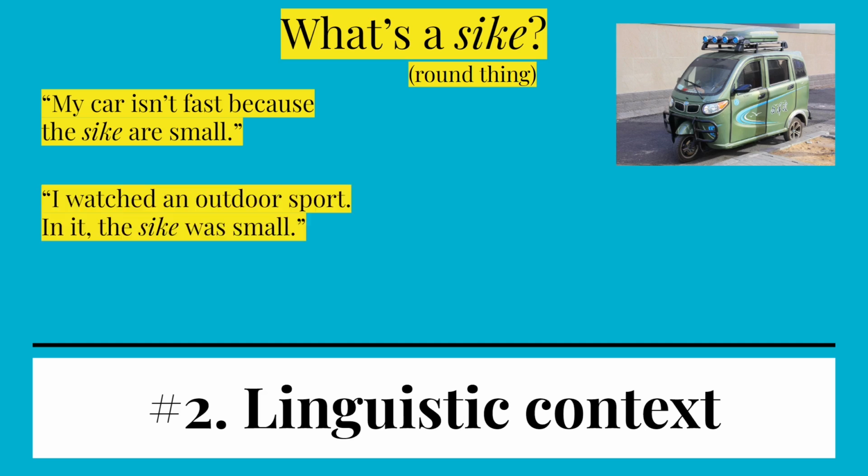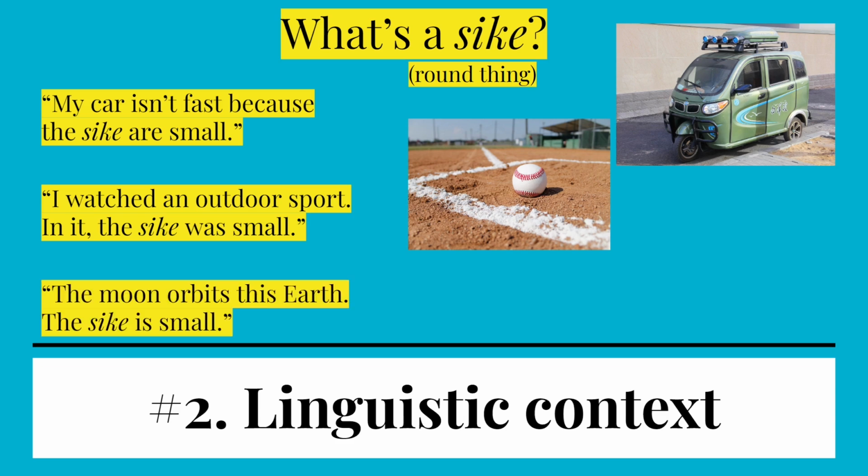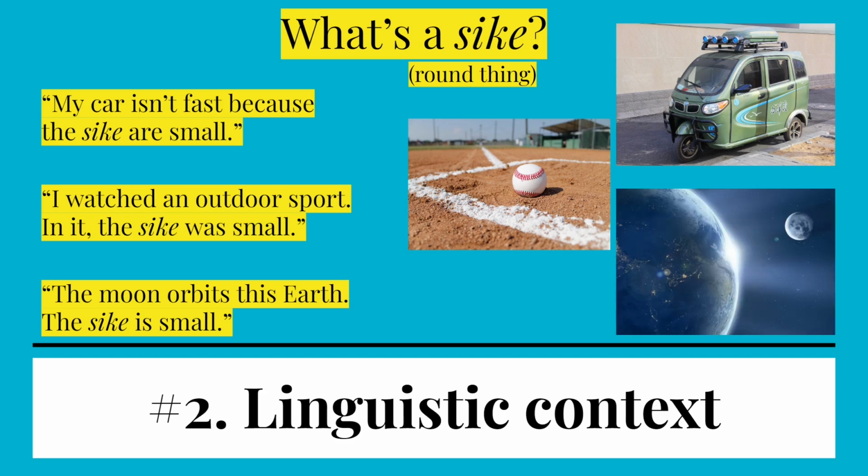I watched an outdoor sport. In it, the sike was small. Here, sike is a baseball or other small sports ball. The moon orbits this earth. The sike is small. Here, sike is the moon's orbit.